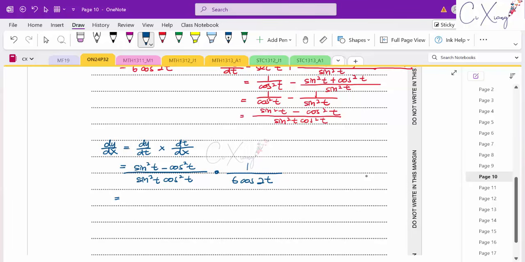What do I have here? So let's have a look at this one. Cos square and sine square. Can I change it to become something related to cos 2t? Okay, so we recall again, one of the double angle formulas for cos involves both sine square and cos square. So cos 2t can be written as cos square minus sine square. This is one of the formulas. And we are having sine square minus cos square, right? So I can actually take out the negative first, then it becomes cos square minus sine square, divided by sine square cos square.